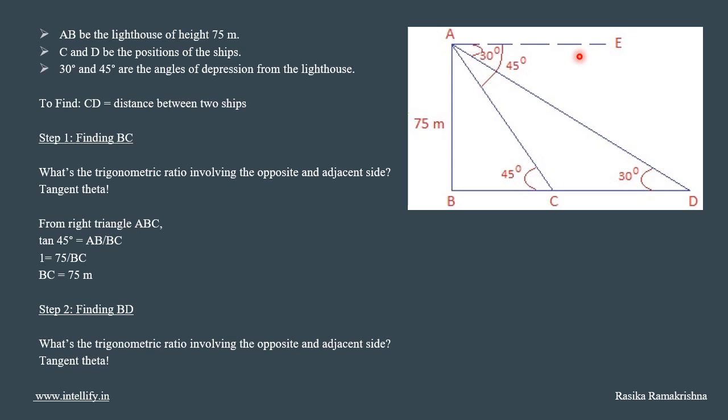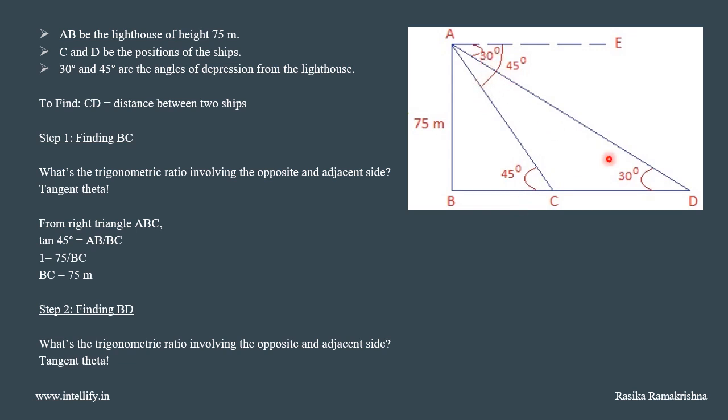Now that we know that the angle of depression of the ship at C as observed from A is 45 degrees, we can say that angle EAC is 45 degrees. Now when we are observing the ship at D from the point A, we have an angle of depression of 30 degrees, which implies that angle EAD is equal to 30 degrees. Notice that there are two triangles in this figure and we only have these two angles if you draw it following my instructions.